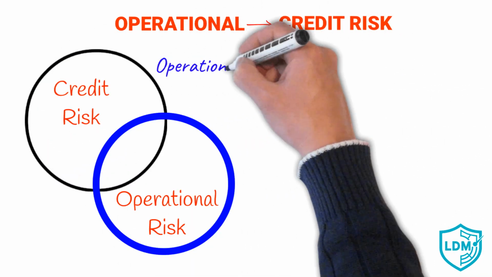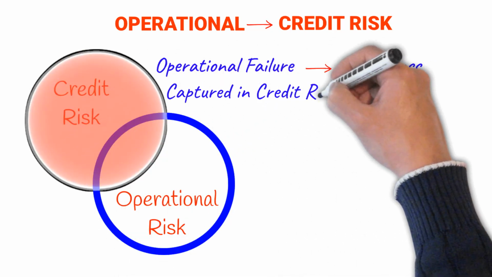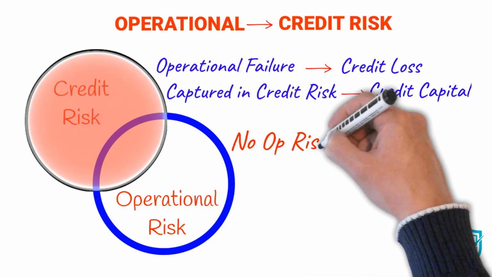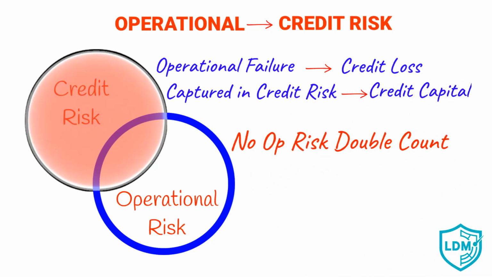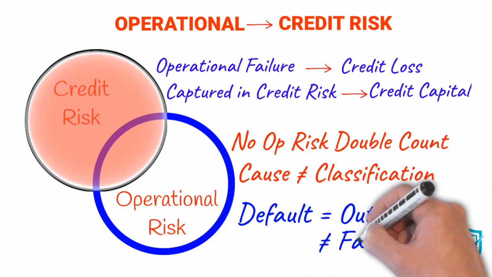If an operational failure results in a credit loss, and that loss is captured in credit risk, it is treated as credit risk for capital. And it is not double counted in operational risk. But the cause of that loss may still be operational. Because the default is the outcome, not the failure.